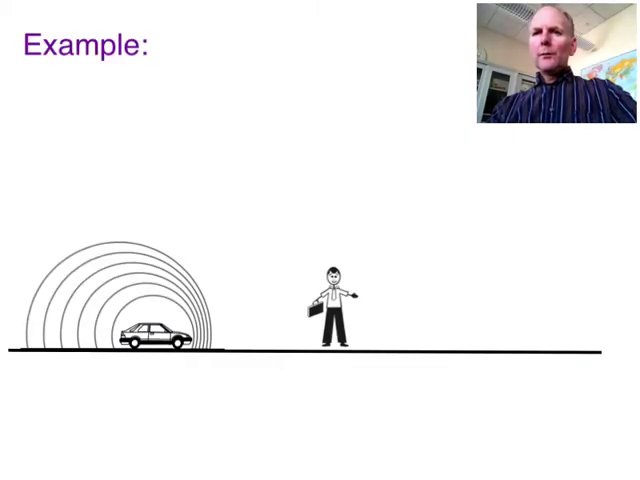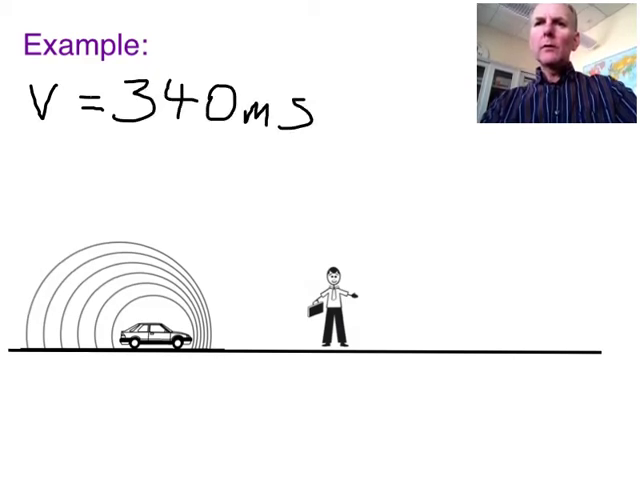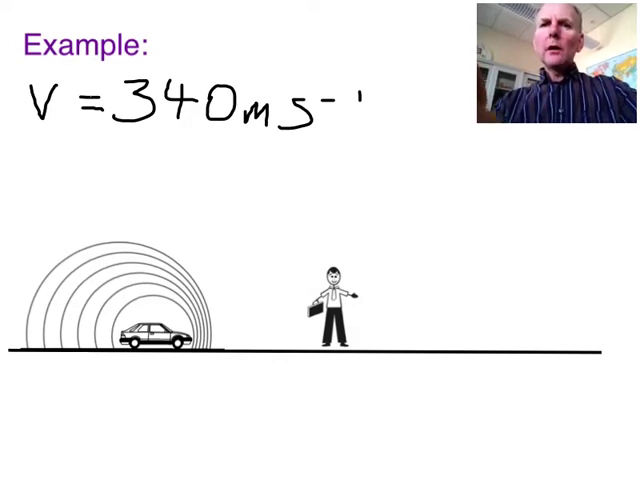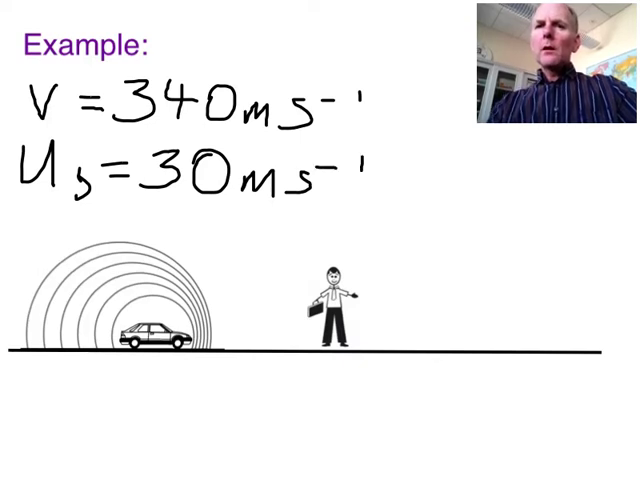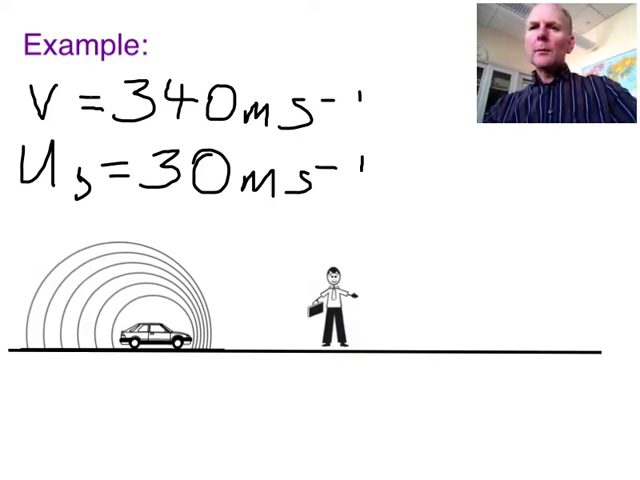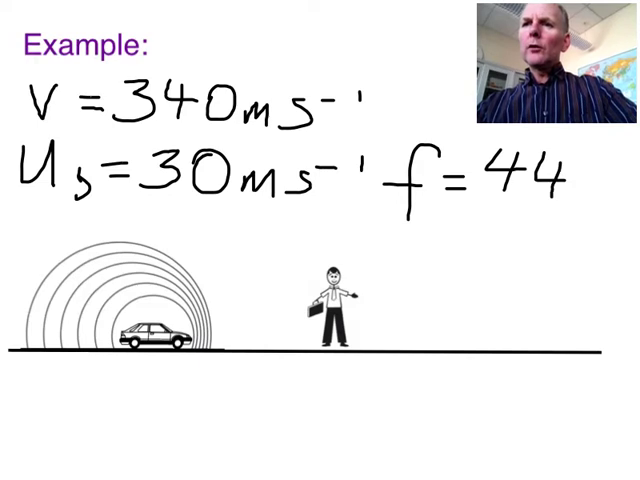So let's take a look at an example. Here's a car approaching a person, and let's say that the speed of sound in air is around 340 meters per second, and the car is moving at approximately 30 meters per second, which is quite fast. We can now use these values to calculate the apparent frequency of a sound emitted by the car's horn telling the person to get out of the way. Let's imagine the actual frequency of the sound emitted, the frequency that the driver will hear, is 440 Hertz.